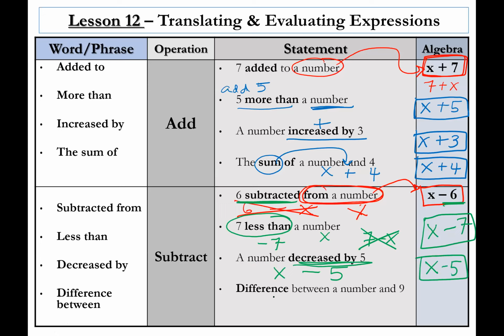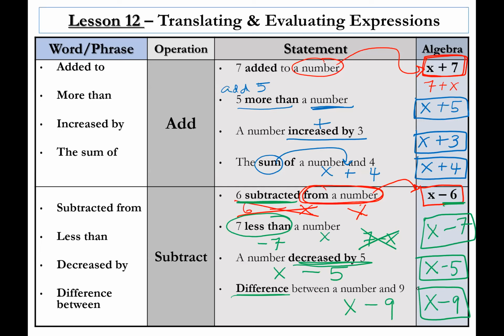And then finally, we have this word difference. If you're finding the difference between two things, that means you're subtracting them, and you do get to keep the order the same here. So the difference between a number and 9, you start with the number, which can be x, and then subtract the 9. Okay, so that's difference. So the difference between a number and 9 would be x minus 9.